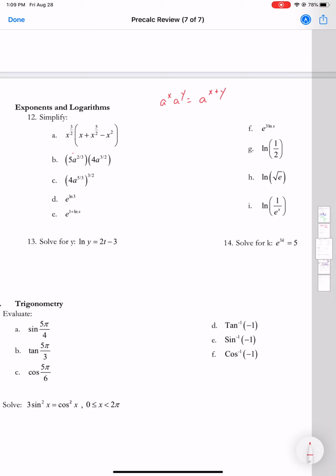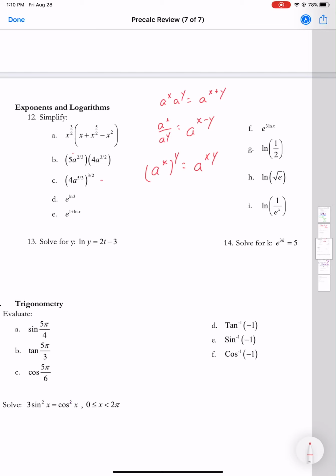The next property of exponents is if I'm dividing two things with the same base, we subtract the exponents. So a to the x divided by a to the y would be a to the power of x minus y. And then finally, the third property of exponents, if I have something like a to the x to the y, a power to a power, we multiply those exponents. So that would be a to the power xy. So that's kind of what's going on in C here. You're going to multiply the fractions there.